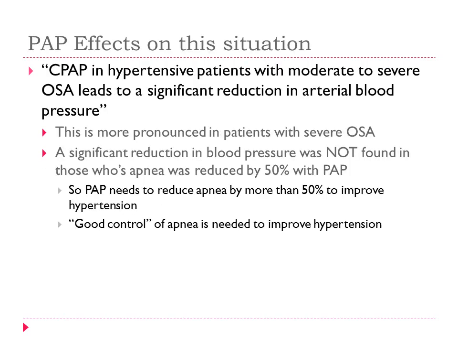So how can PAP affect the overall situation? CPAP in hypertensive patients with moderate to severe OSA leads to a significant reduction in arterial blood pressure. So CPAP therapy treating OSA will also treat hypertension and bring it back to a normal level. This is more pronounced in patients with severe OSA. A significant reduction in blood pressure, however, was not found in those whose apnea was only reduced by 50% with PAP therapy. So what this means is our PAP therapy needs to reduce apneas by more than 50% in order for it to have an effect on their blood pressure. So good control of apnea is needed to improve hypertension.